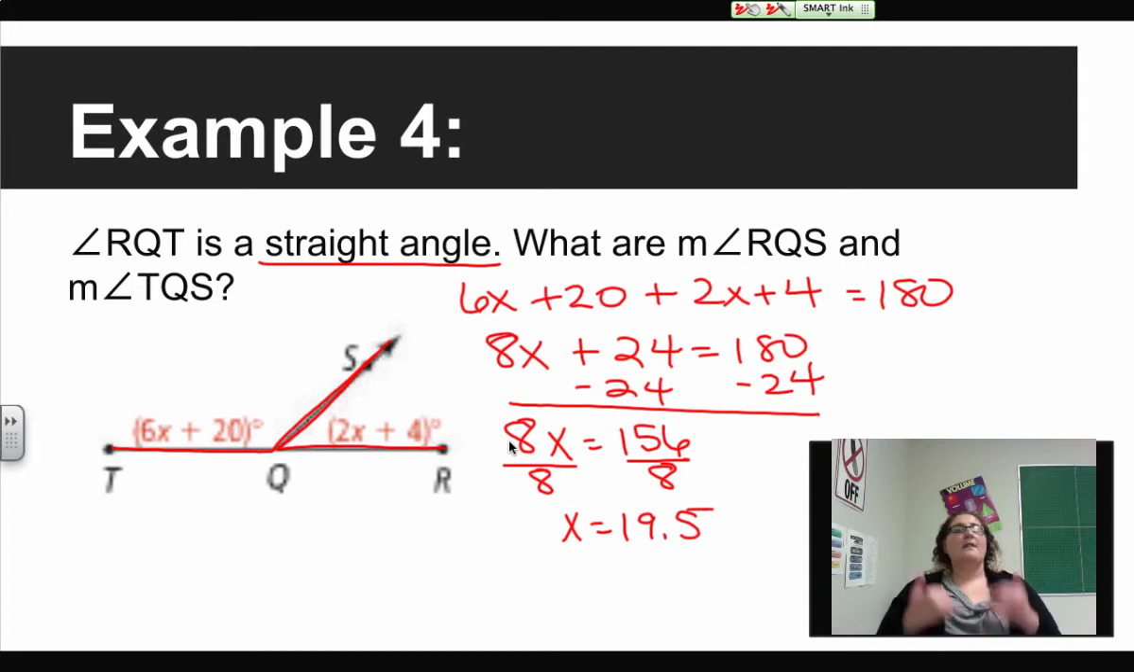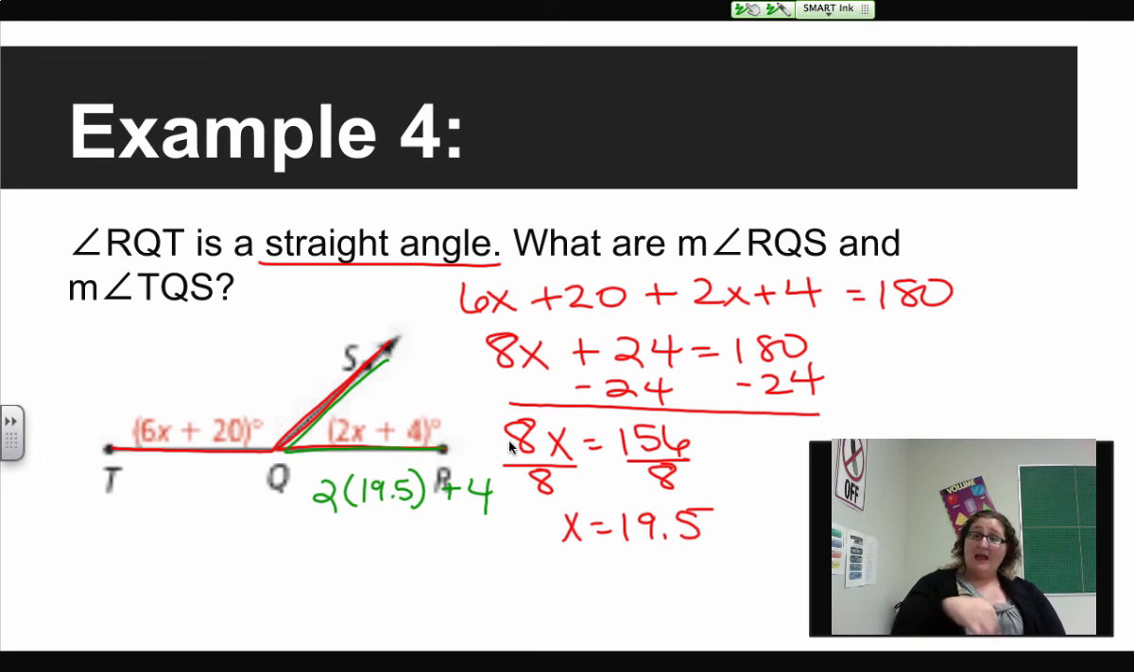Now, again, that's not what the question asks. The question asks, what is the measure of angle RQS and the measure of TQS? So let's see. RQS right here, I'm going to take 2 times 19.5 plus 4. And when I take 2 times 19.5 plus 4, I get 43. So that means this angle is 43 degrees.